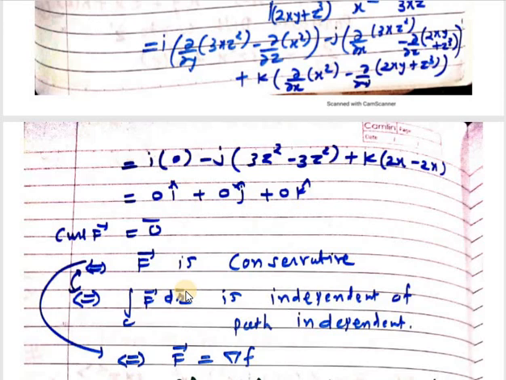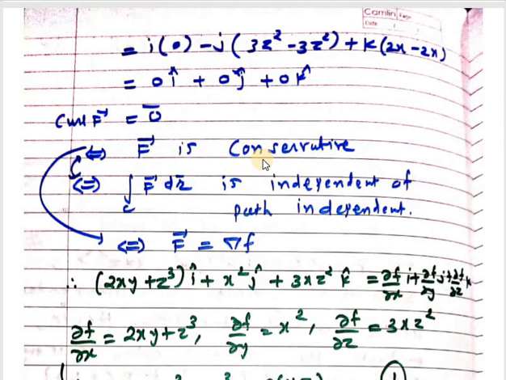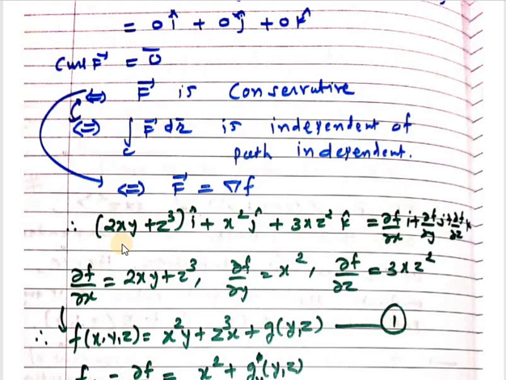If F is conservative, we can say the line integral is independent of path, and we can determine a scalar potential function. As we have discussed in the previous question, F is the given field, and grad f can be written as del f by del x i plus del f by del y j plus del f by del z k. When we compare both sides, we get del f by del x is equal to xy plus z cube, the first coordinate, del f by del y is equal to x square, the second coordinate, and del f by del z is equal to 3xz square.